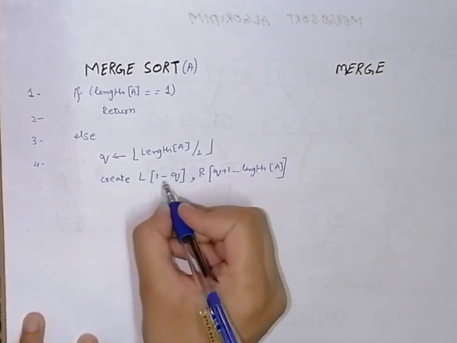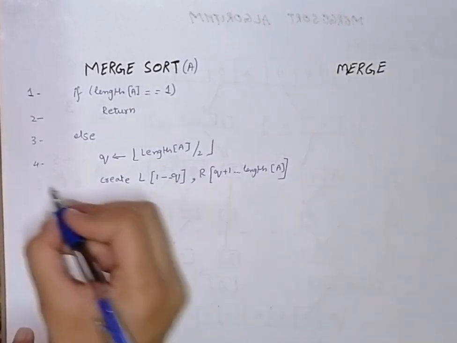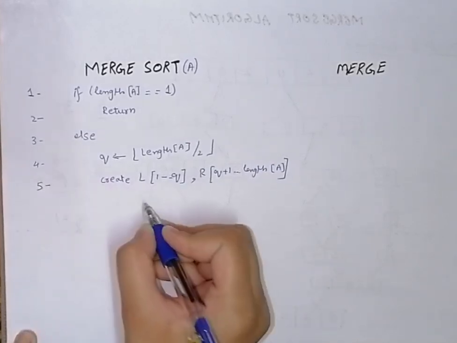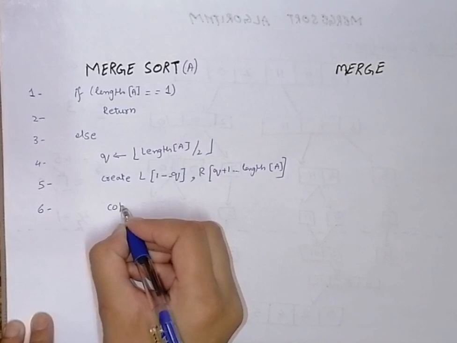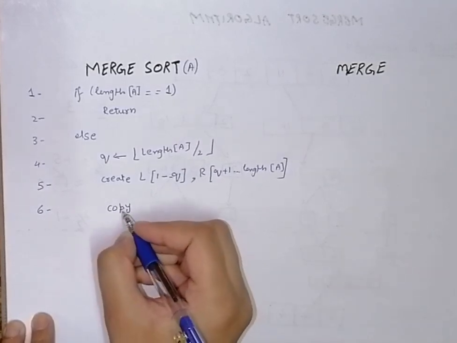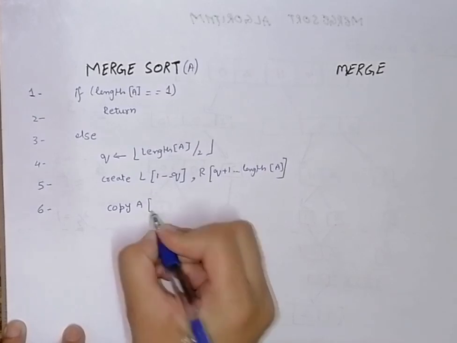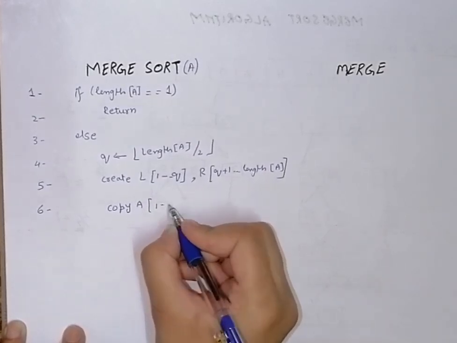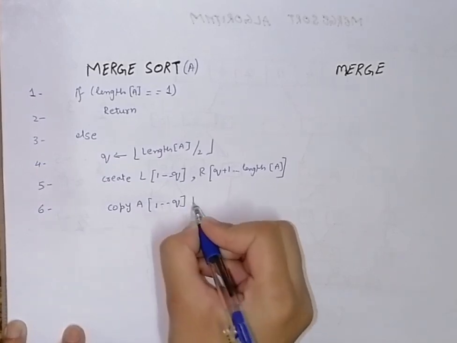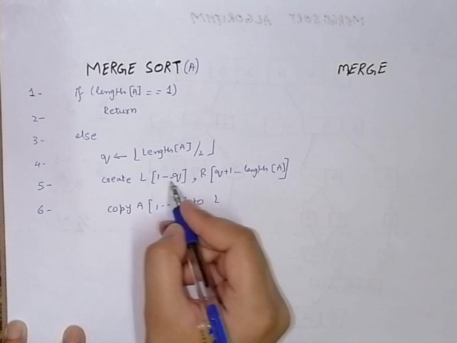Okay ji. So here I have created two arrays of a particular size. This is my line number 1. After creating these arrays, the next step is to do the copy. That is, copy the values of the original array A, values from 1 to Q, to L. Okay, so L, I have created this array over here.